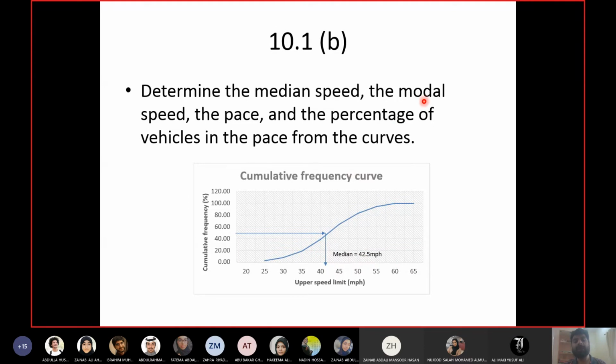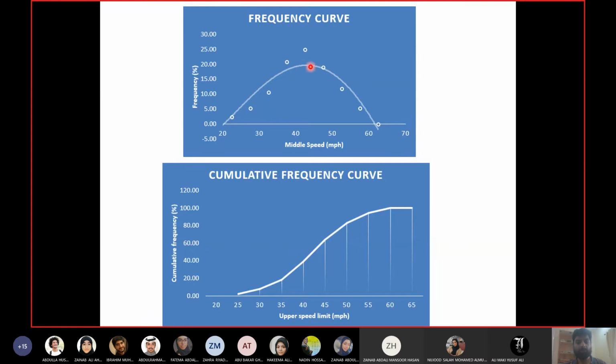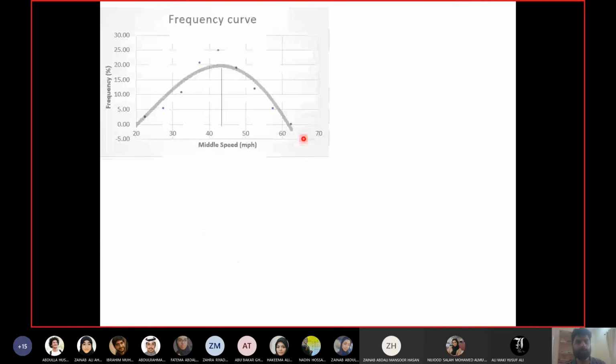Mode is the value which you will find at the peak frequency in the frequency distribution curve, this curve. So come to this curve, and at this point find out how much is the speed. I forgot to write the speed here, but if you have plotted the data, just draw a line from here and you will find the speed. I did not write the value, but it is very close to 43 or 44. The value is somewhere between 43 and 44. So you go to the top part of the curve and draw a perpendicular on the x-axis, and you find the mode.